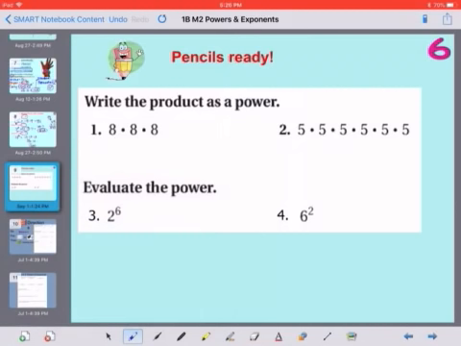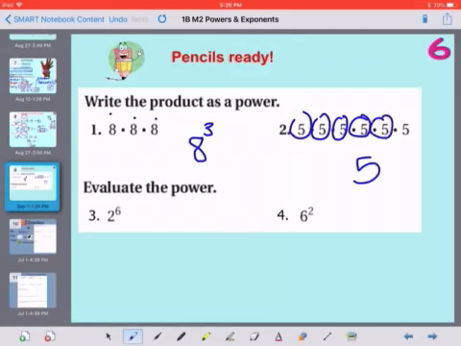So it says write the product as a power. So we have 8 times 8 times 8. So our big number, our base, is 8. And we're multiplying it, our exponent, 1, 2, 3 times. So 8 to the power of 3. Second, we have 5 being multiplied. And how many times are we multiplying it? 1, 2, 3, 4, 5, 6. So 5 to the power of 6.